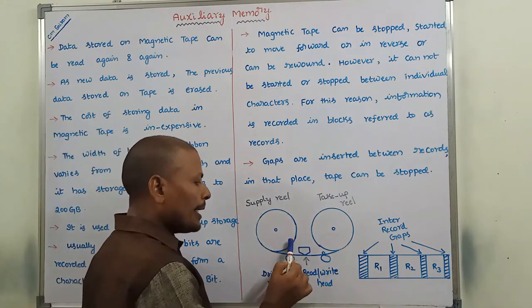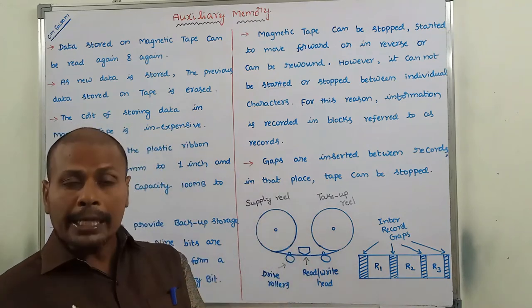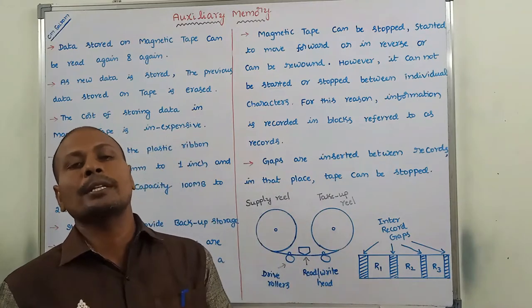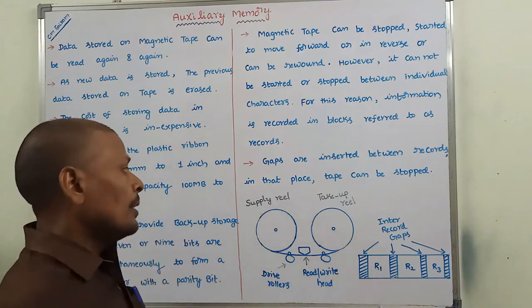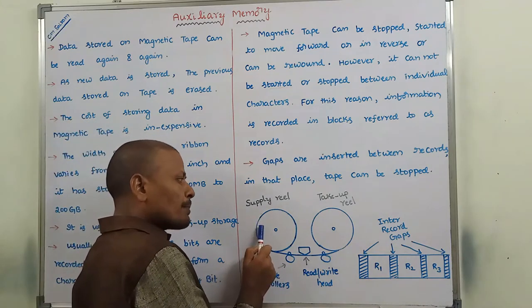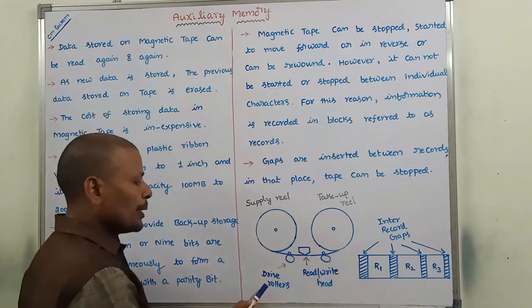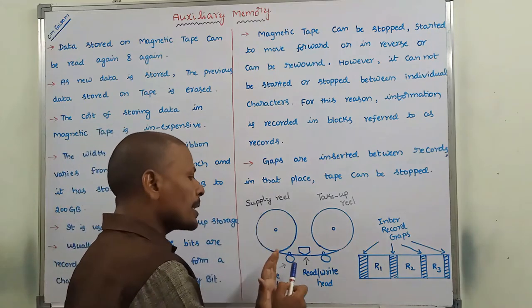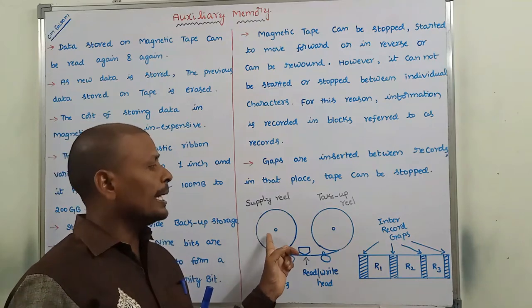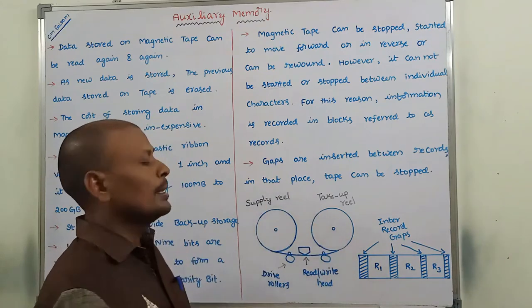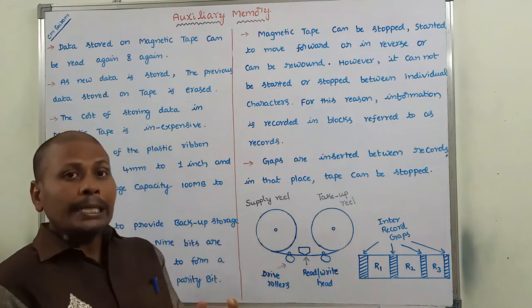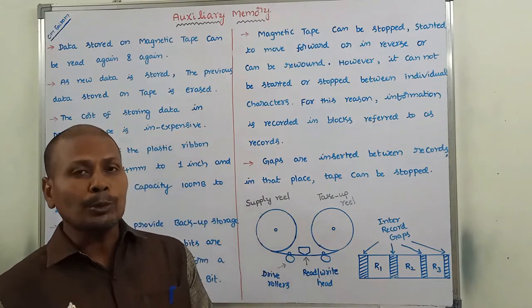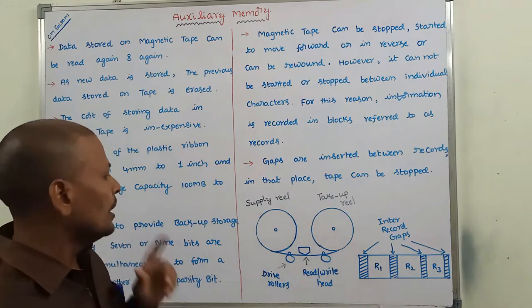So, the read or write head is used for reading the information from this plastic ribbon or writing the information into the plastic ribbon. The plastic ribbon can be moved from the supply reel to the take-up reel by using drive rollers. At that time, the read-write head can read the information from the plastic ribbon or write the information into the plastic ribbon.